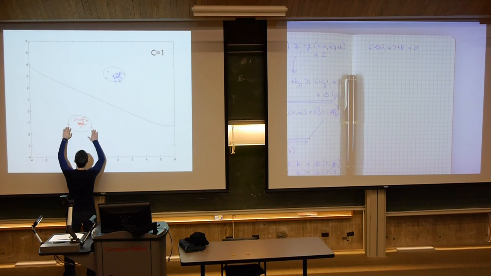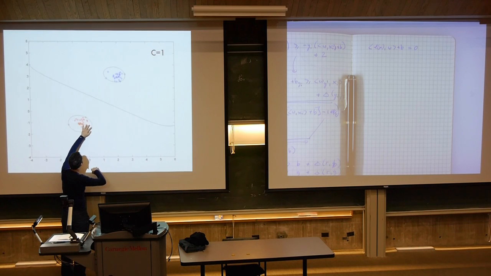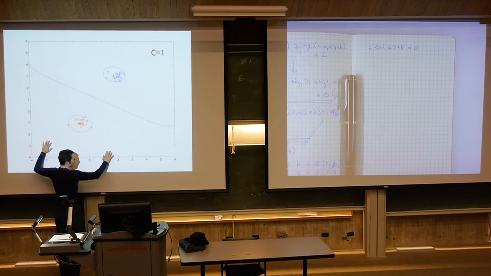This is probably most obvious here, where now my margin boundary, so these are now the support vectors, right? Who would have thought that a point really far away from the data becomes a support vector? Well, yes, because here you're actually not that confident anymore.